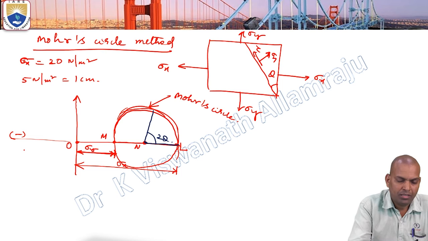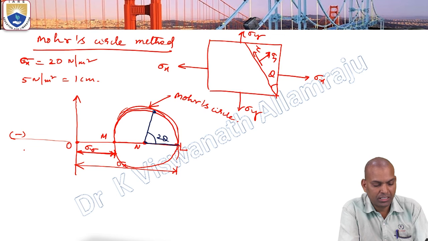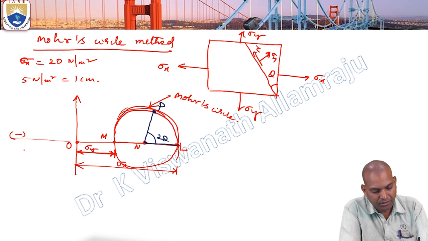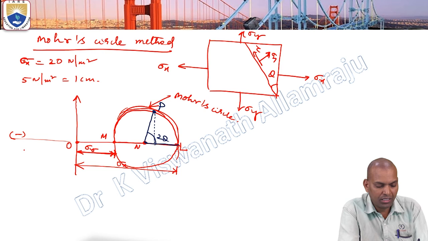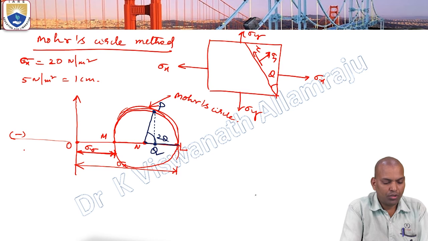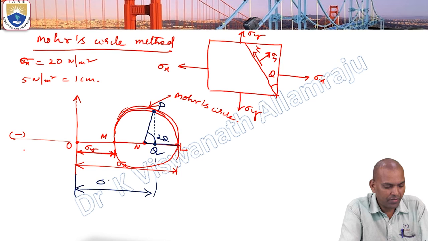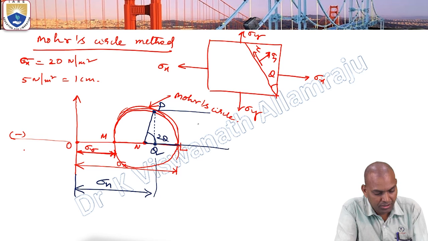Now, the point intersecting the Mohr circle is the point P. Project this point on the OL line, the X OL line. Mark this point as Q. Now the OQ distance gives the value of sigma n. The QP distance gives the value of tau.